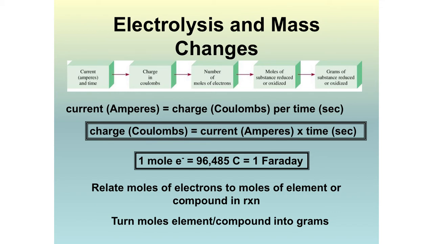So if we take a look at the bottom of the thermochemistry, electrochemistry section, we have an equation that says I is equal to Q over T. And you will see that I is current, that's going to be measured in amps. Q is charge, which will be measured in coulombs, and T is time, which will be measured in seconds. If you have done electricity in physics, this will be familiar to you.